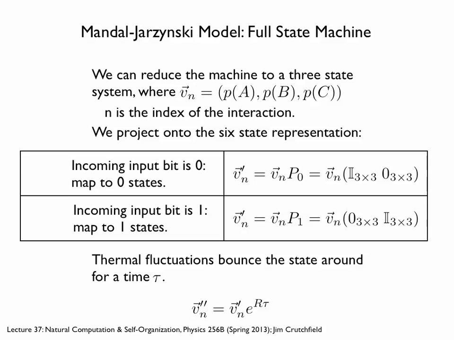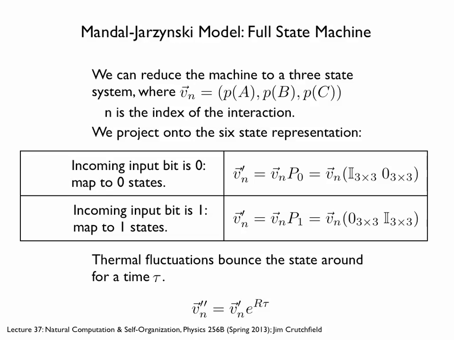So with this structure, we can reduce to a three-state system where we just have a vector of the probability of A, B, and C, where the probability of, say, A is just the sum of the probabilities of A1 and A0. And if n is the index of the interaction, then we start by defining Vn prime by just projecting onto whichever states correspond to our input bit. So for instance, if our input bit is 0, we operate with the projection onto the 0 states, which is just the 3 by 3 identity matrix followed by the 0 3 by 3 matrix. Similarly, for the 1 state, we have the 0 3 by 3 matrix followed by the identity 3 by 3 matrix.